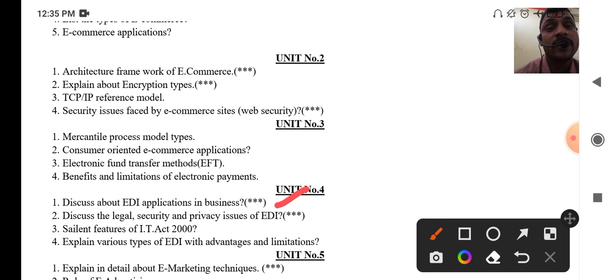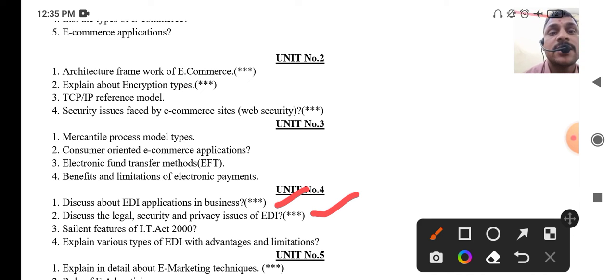We have different EDI formats. One is ANSI and one more is EDIFACT. These are two different standard protocols, but any one protocol standard we have to use, and they need to exchange the data between these two companies. That we have to explain.